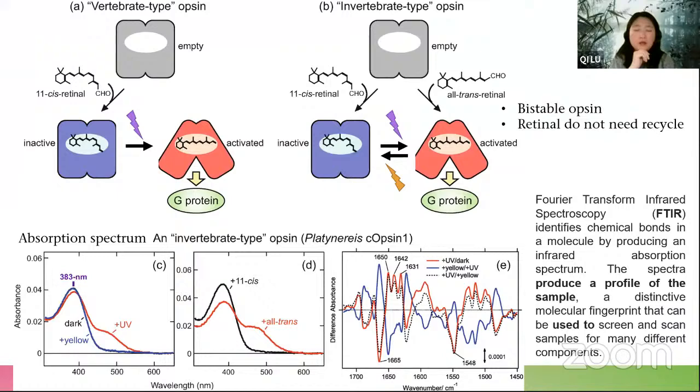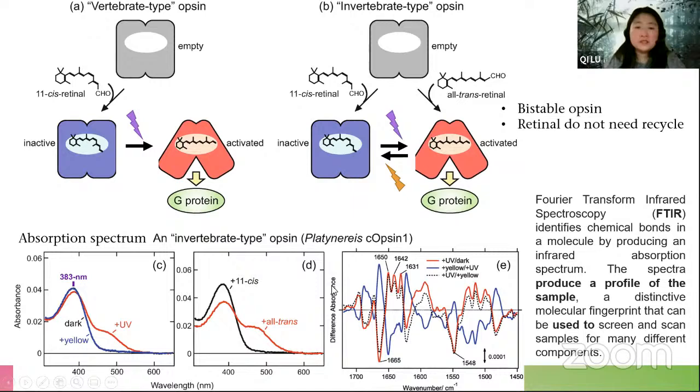And there are some bistable opsins, which is not the case for vertebrate-type opsins, like rod opsin or cone opsins. For vertebrate-type opsins, there's only one direction: it binds 11-cis retinal, then captures light, then becomes active. But that is not the case for invertebrate-type opsins. Invertebrate opsins at a resting state can bind either 11-cis retinal or all-trans retinal. Then there is a conformation change between the active and inactive conformations with different wavelengths of photons.